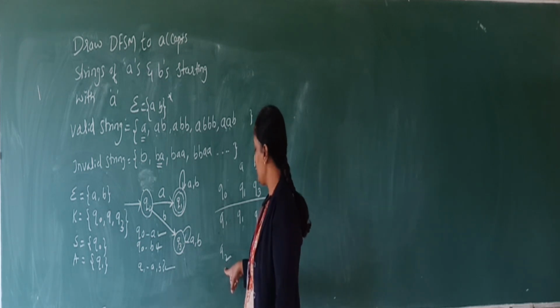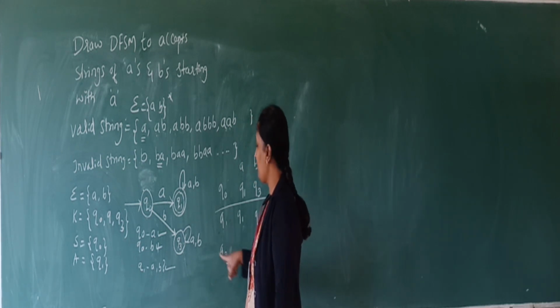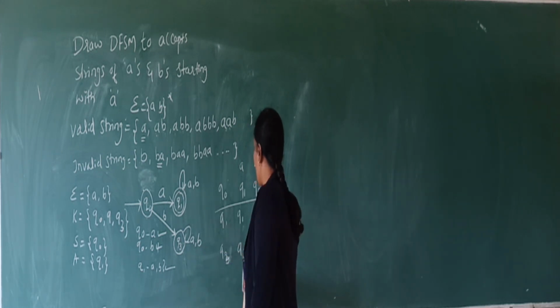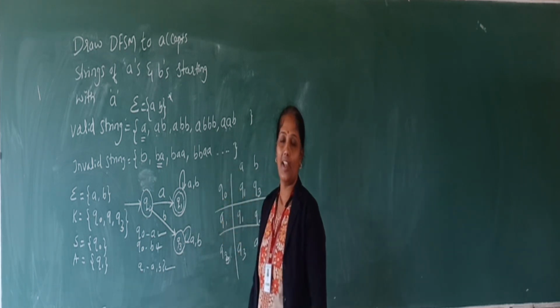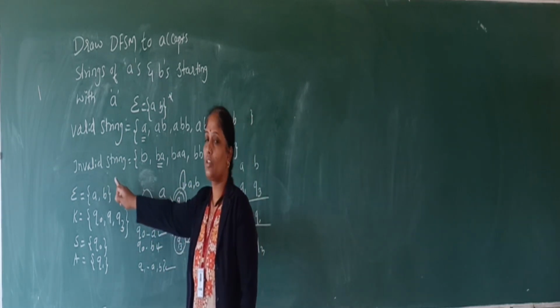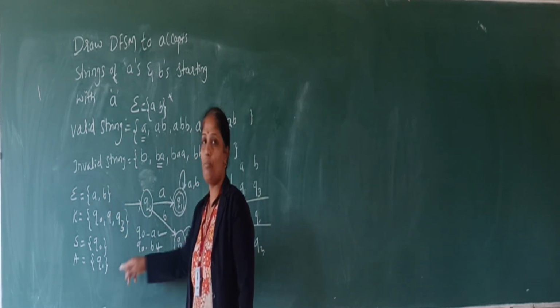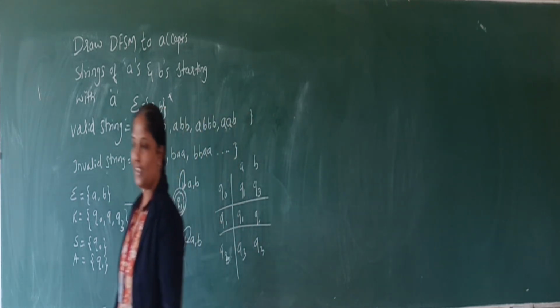Next, when Q3 comes, the state is Q3. So Q3 of A and B, you are going to be in the same state. So I will write here Q3. So this is a transition table. So I had drawn the DFSM. Next, I had represented this DFSM by these 5 tuples. Next, we will see one more example.